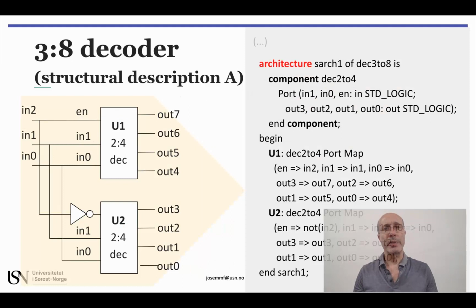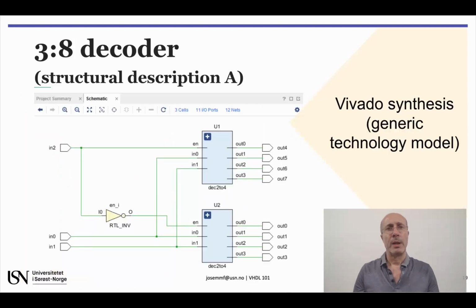To illustrate the structural description style, I have chosen to create a 3 to 8 decoder using our pre-designed 2 to 4 decoder block. The code at right is reasonably self-explanatory and basically consists of declaring a 2 to 4 decoder component and instantiating it twice, inverting one of the inputs in the second case. In this case, we see that Vivado was actually tied to the structure that was imposed in the VHDL description, so the generic technology model created is nothing more than a replica of what we have just described.